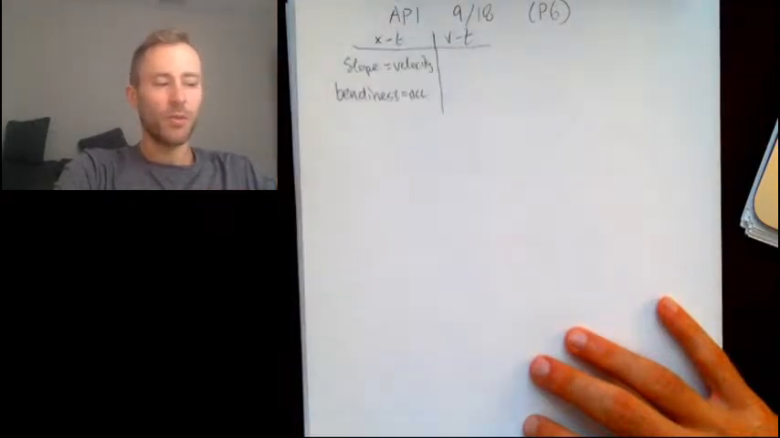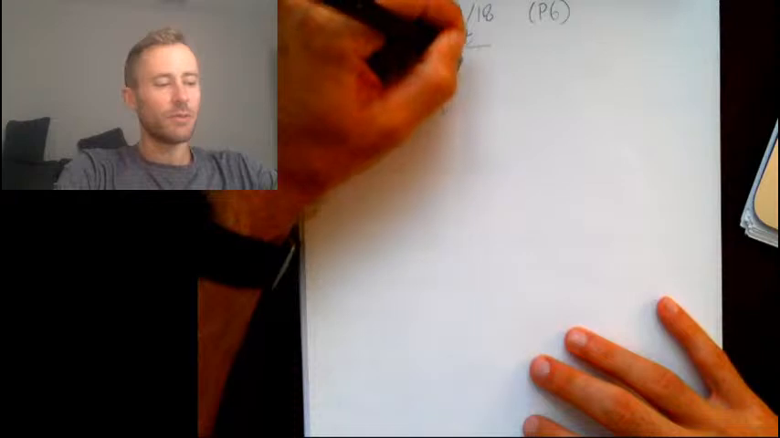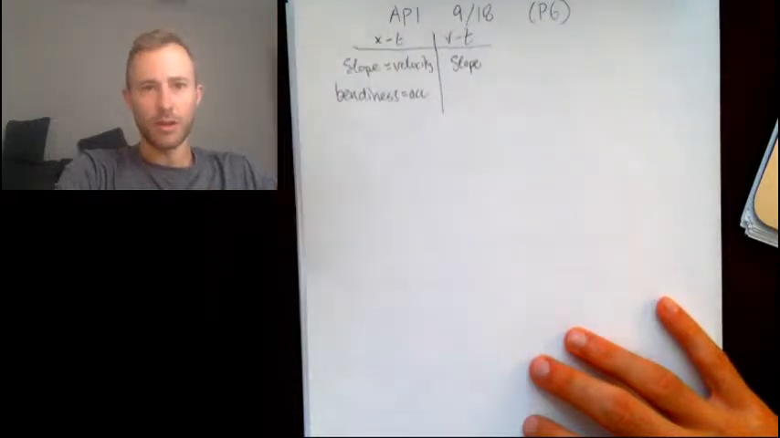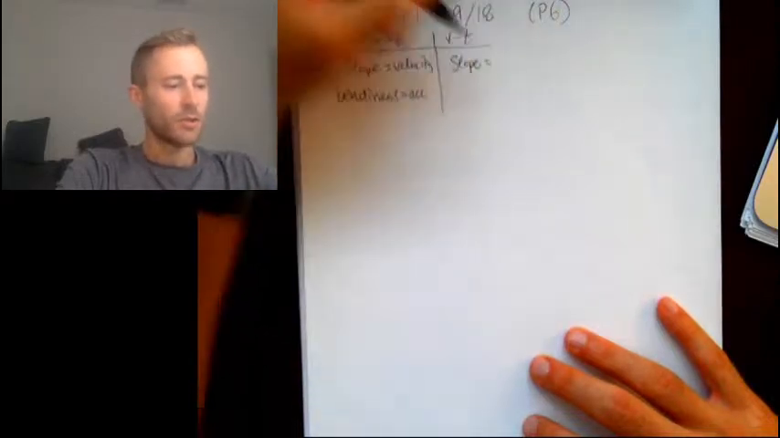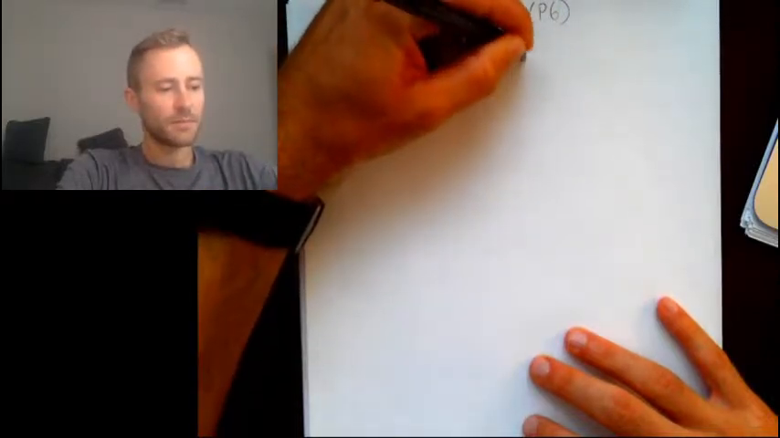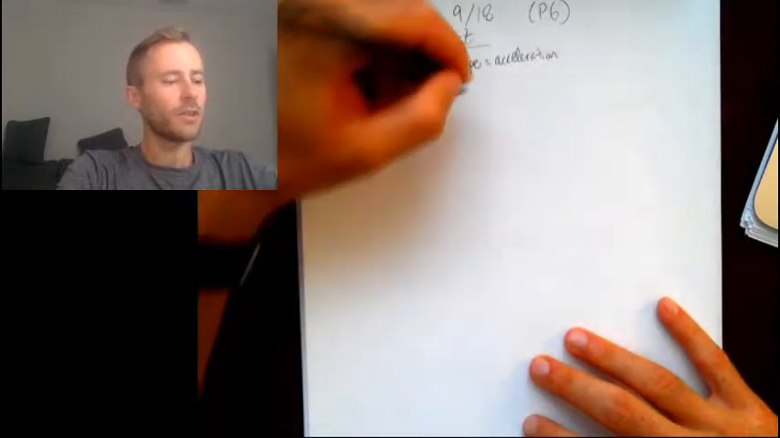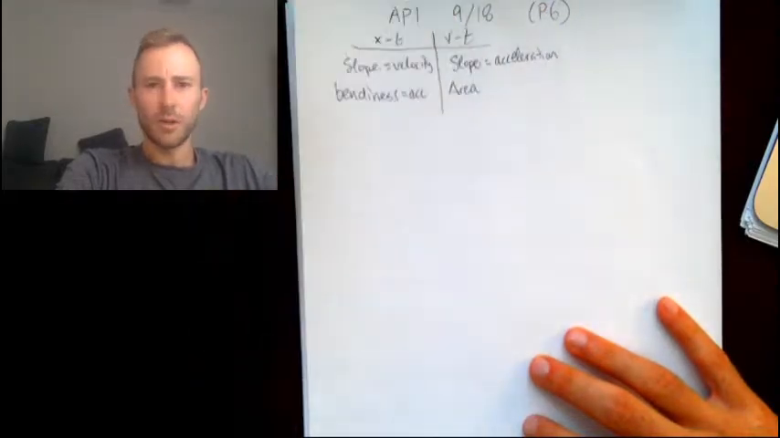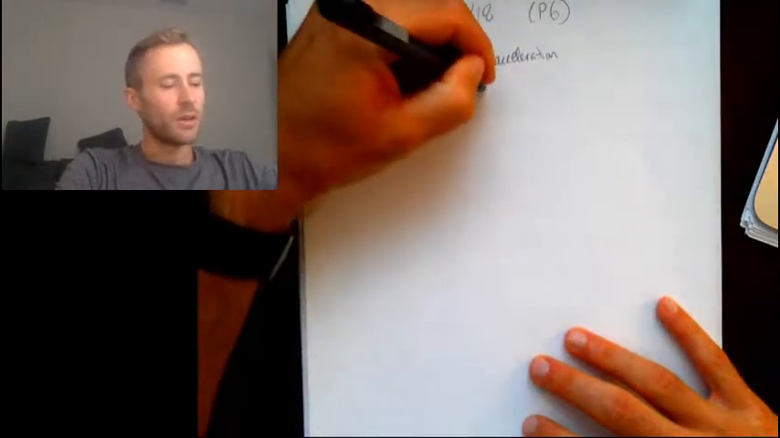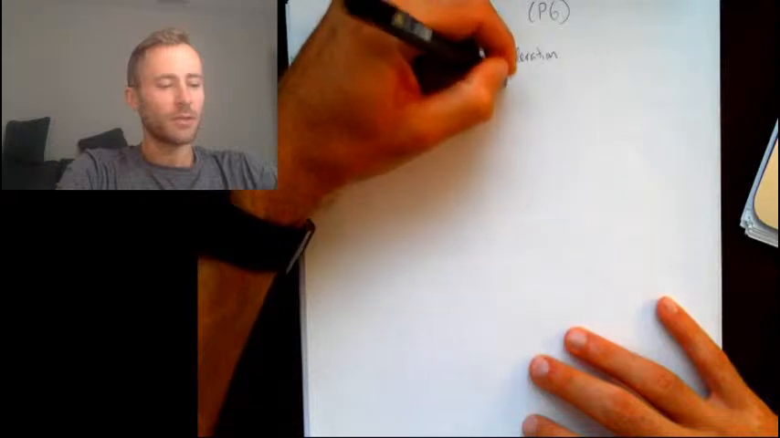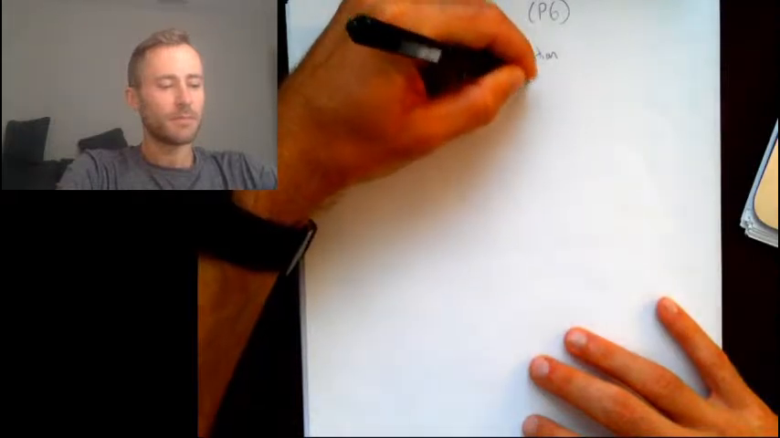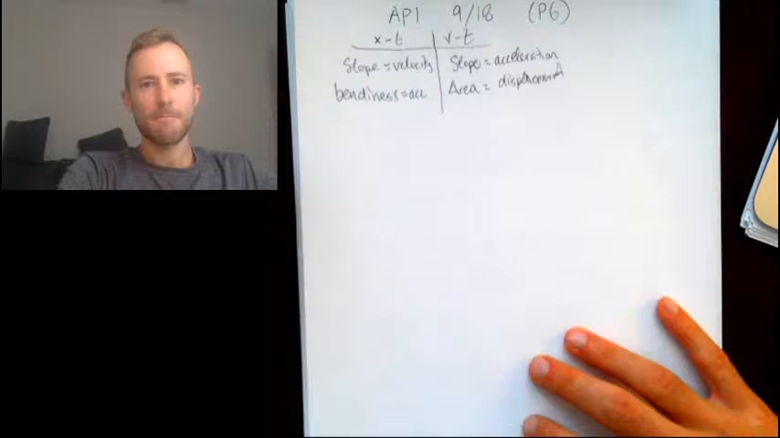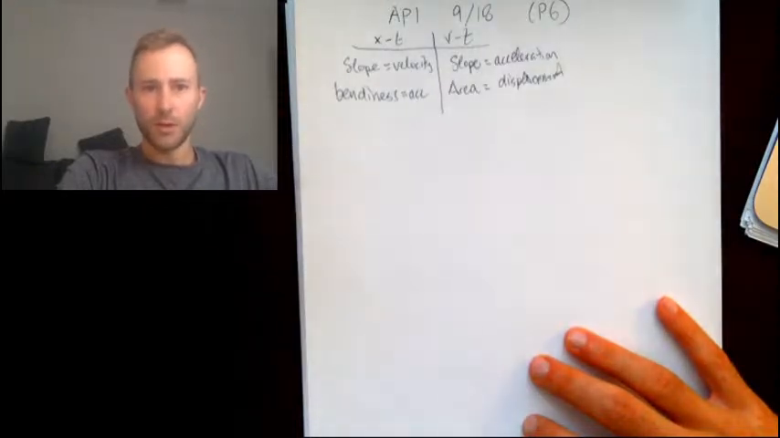For a velocity time graph, slope has a different meaning. So it was really important to look at the axes of the graph in order to understand how to interpret it. Slope is acceleration. And last lesson we learned about this concept of area under the curve, which in a velocity time graph is displacement. Okay.